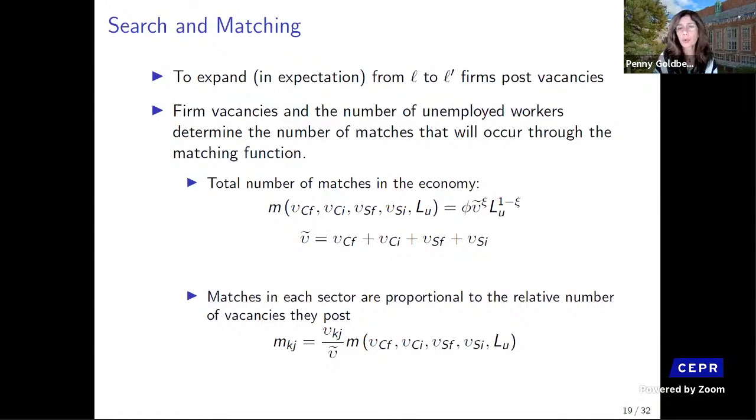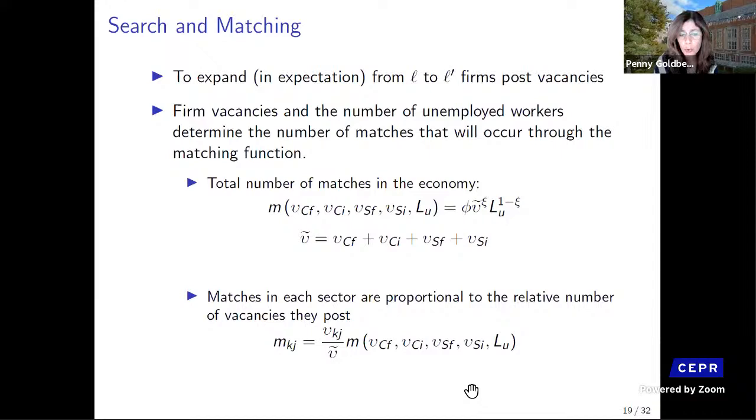If a firm wants to hire, the firm will post a vacancy, right? And then we assume that vacancies are filled according to a matching function. This is the matching function here. The matches that actually occur are going to depend on the total number of vacancies that are available in the economy, so this is this sum here. These are the vacancies available in each sector, and on the total unemployment, that's LU, and also some parameters that we take from the literature.